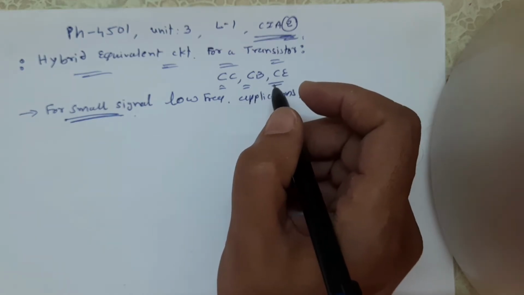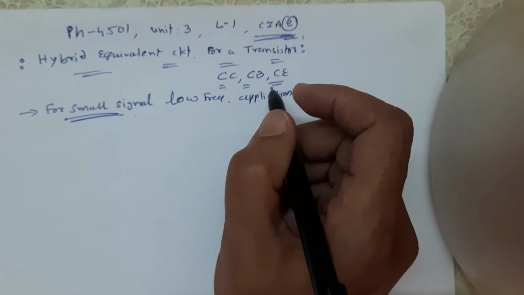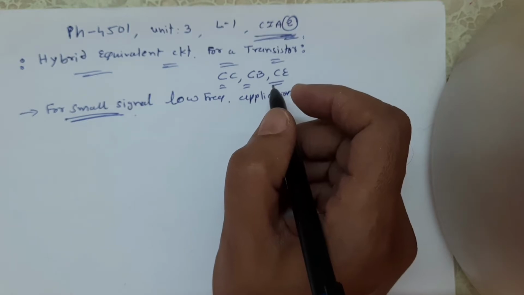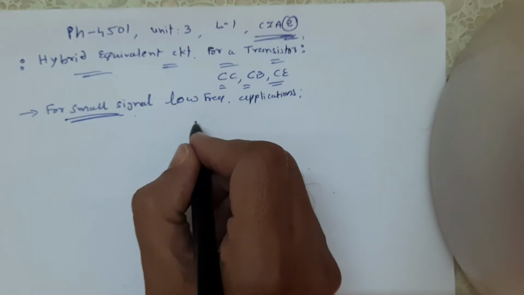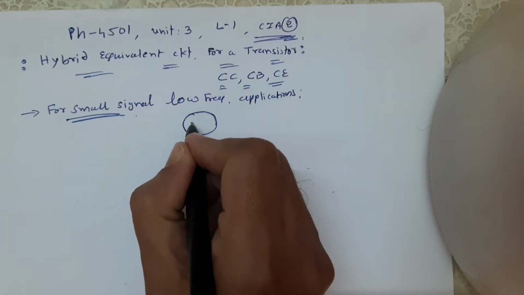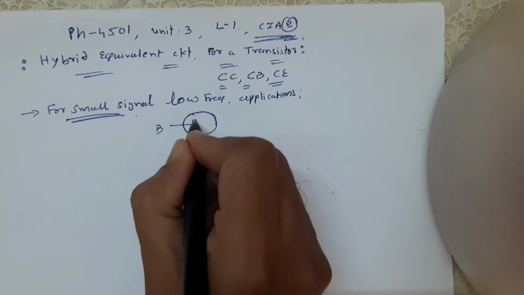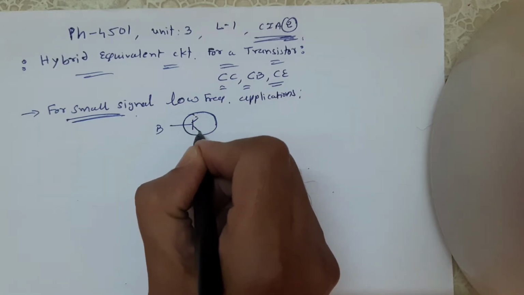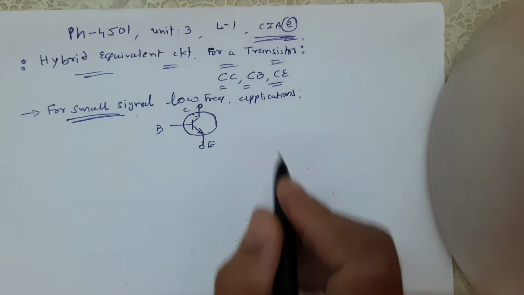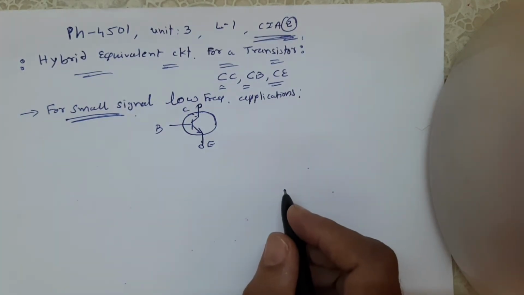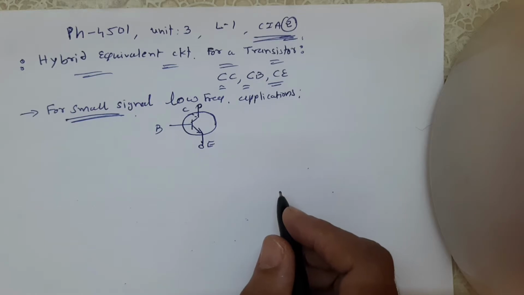So first of all, we are discussing in the form of introduction the hybrid equivalent circuit for a transistor. In this transistor, if this is your base, this is your collector and this is your emitter, we can give three types of amplifier circuit: common collector, common base and common emitter.